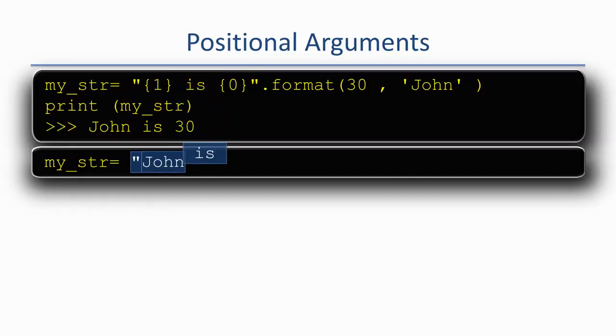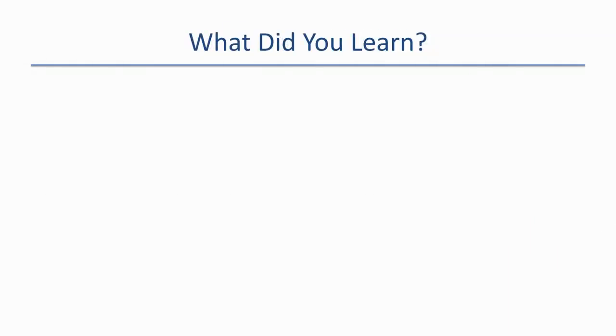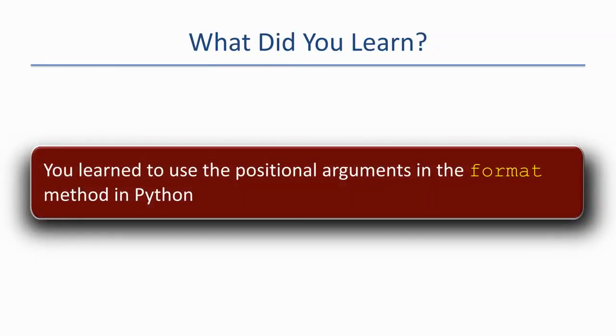Bring this string down here. Then you go and grab what is inside your curly brackets and bring it down here. And then you find the positional argument which corresponds to that index. In this case, that is 30, and then you bring the 30 here, and that is the string that Python builds. So what did you learn in this lesson? You learned to use the positional arguments in the format method in Python.